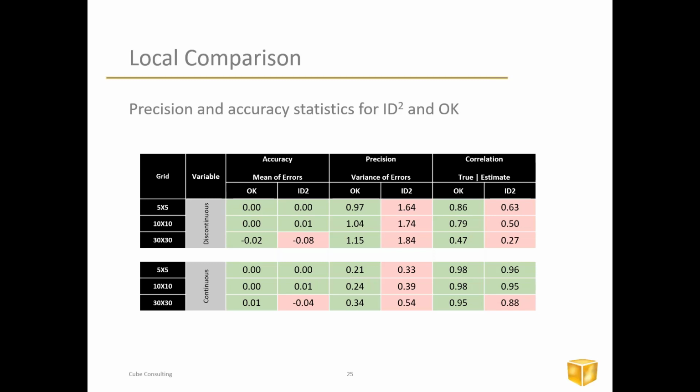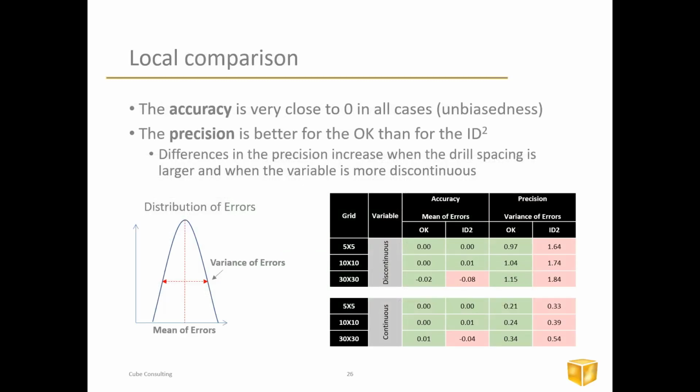In terms of precision, however, ID square systematically has a lower precision, which means the variance of error is higher. And the difference between the ordinary Kriging and the ID square will increase when the drill spacing increases and when the continuity of the variable decreases. So that's actually what I've just written there. So you have more and more variability for the ID square when you have less and less confidence in your variable, whether it's less sampled or because it's more discontinuous.